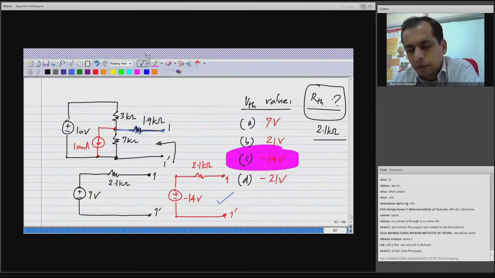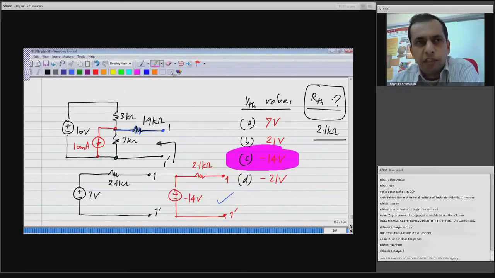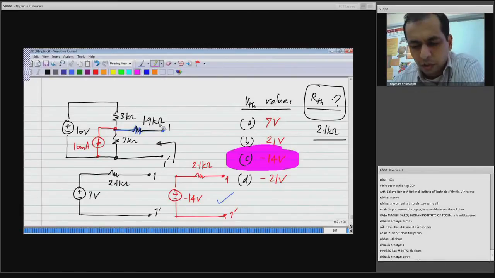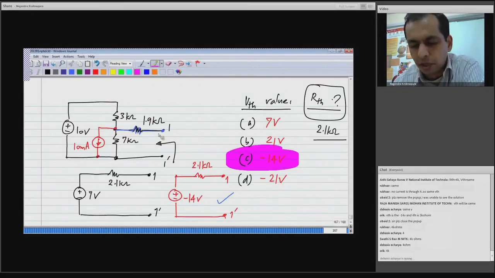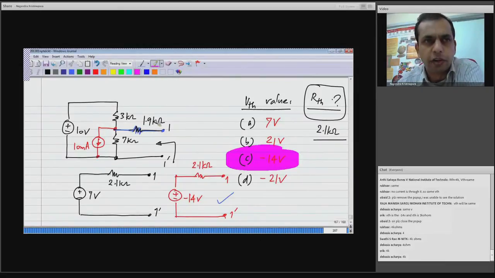So I think many of you recognize that VTH will be the same, because when this is open circuited, that's how you find VTH. The 1.9 kilo ohm is floating and no current is flowing through it. So whatever voltage appears here will be the same as what appears there. Okay. So this is a special case with the way I have connected this 1.9 kilo ohms. But when I open circuit this, no current is flowing through that. So whether you have this 1.9 kilo ohm or not, you will get the same voltage. Okay, what will be the value of RTH?